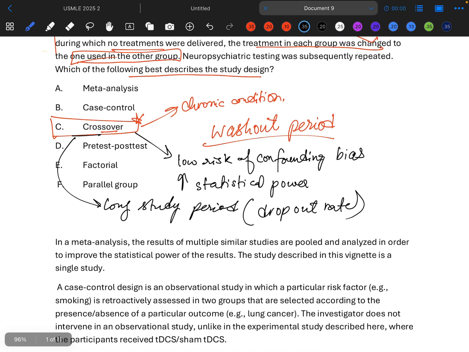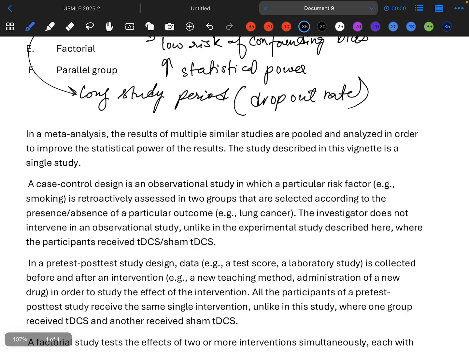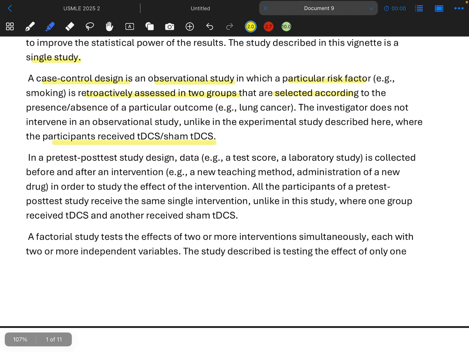Now the other options. In a meta-analysis, multiple similar studies are pooled and analyzed in order to improve statistical power, but here we only have a single study. The second option, the case-control design, is an observational study in which risk factors are retrospectively assessed in two groups, tracked according to the presence and absence of a particular outcome. But in the study described here, the participants received TDCS and sham TDCS.